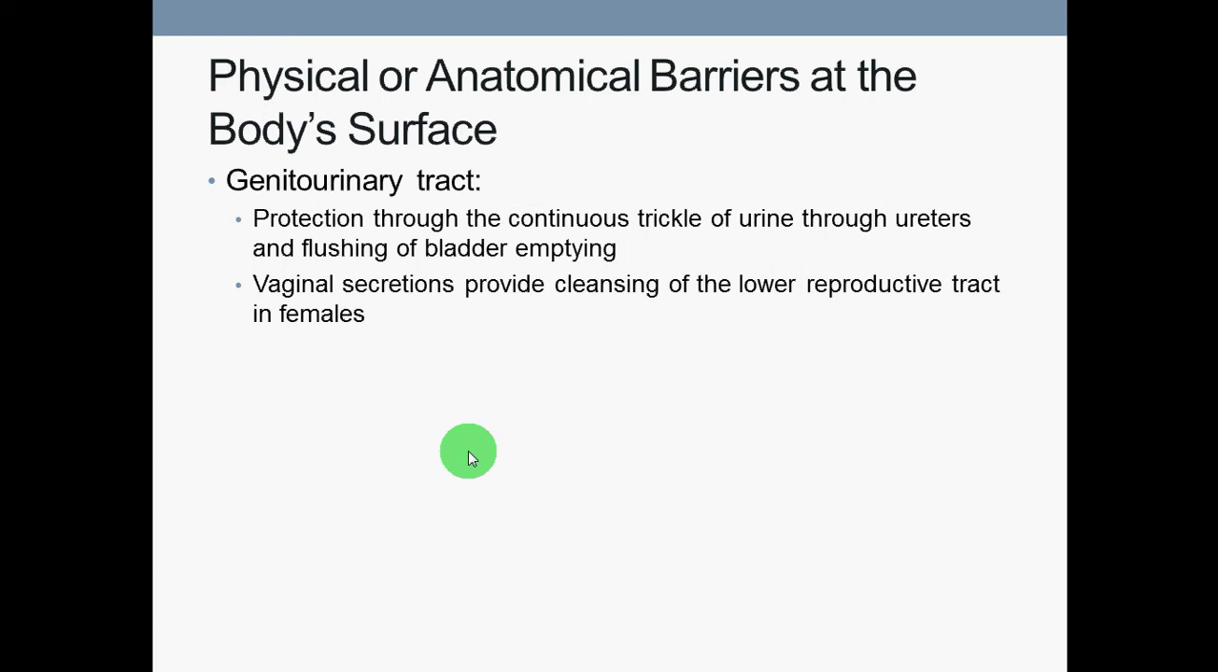Similarly, vaginal secretions provide the cleansing power for the lower reproductive tract. Okay, so any secretions that happen to come out of there, including menstruating, can help to cleanse your tract of bacteria and other microbes.